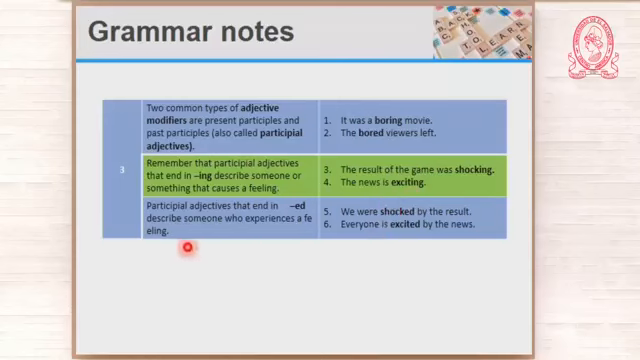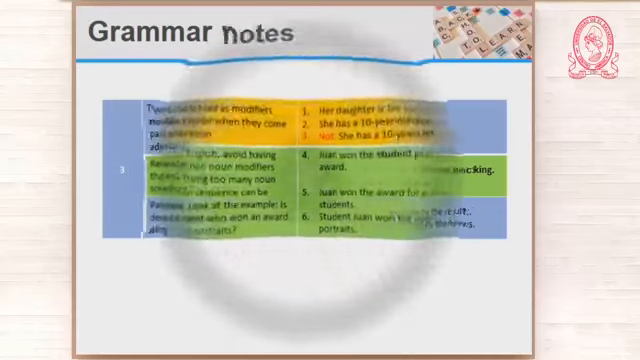And on the other hand, participial adjectives that end in ed describe someone who experiences a feeling. We were shocked by the result. Everyone is excited by the news. So here you're describing the one who experiences the feeling. Okay? Now let us continue with the next slide.